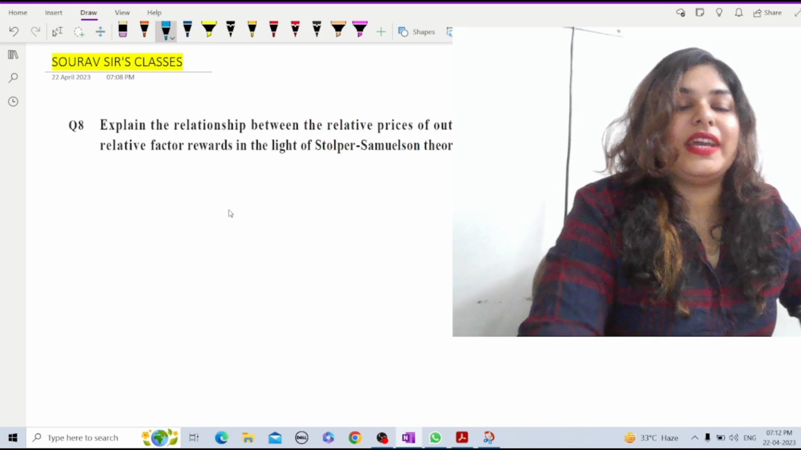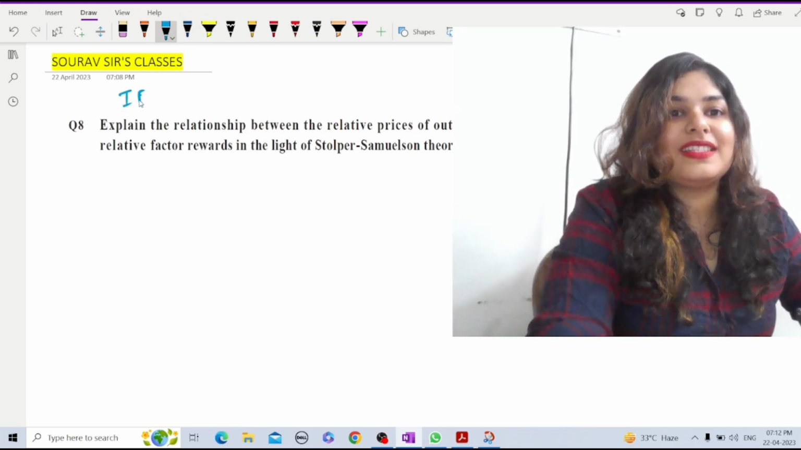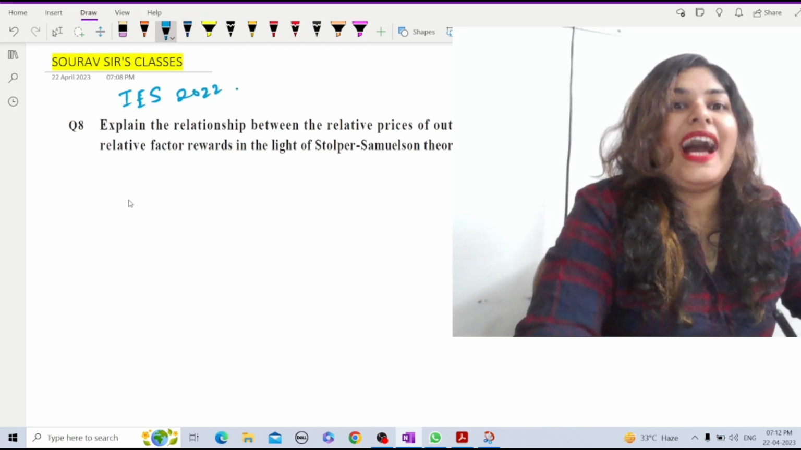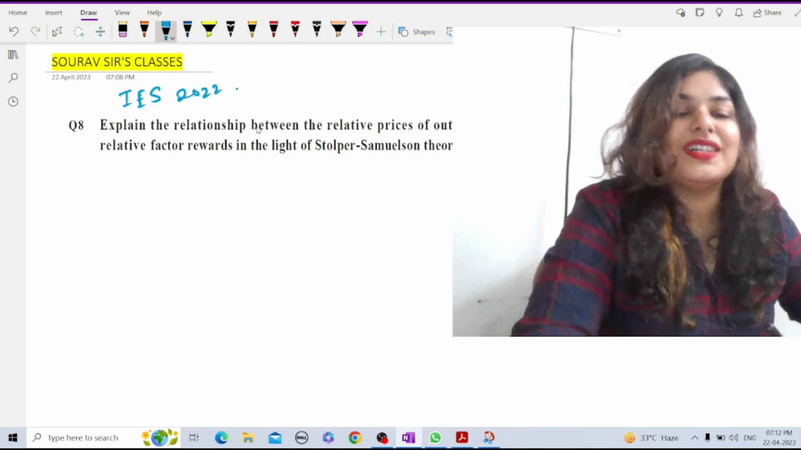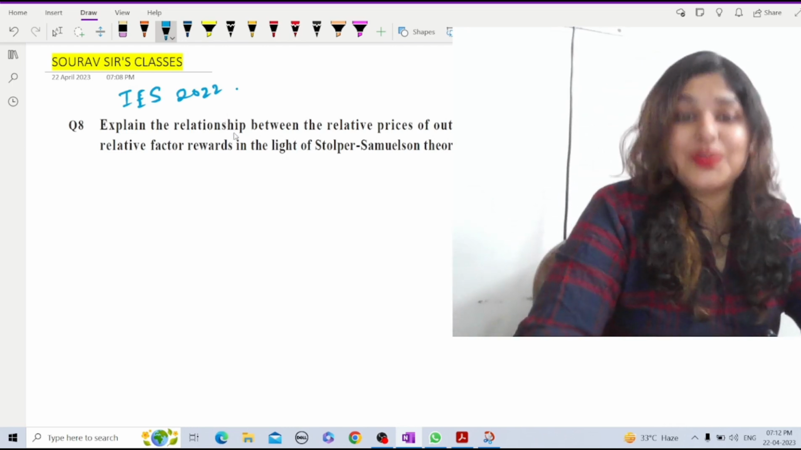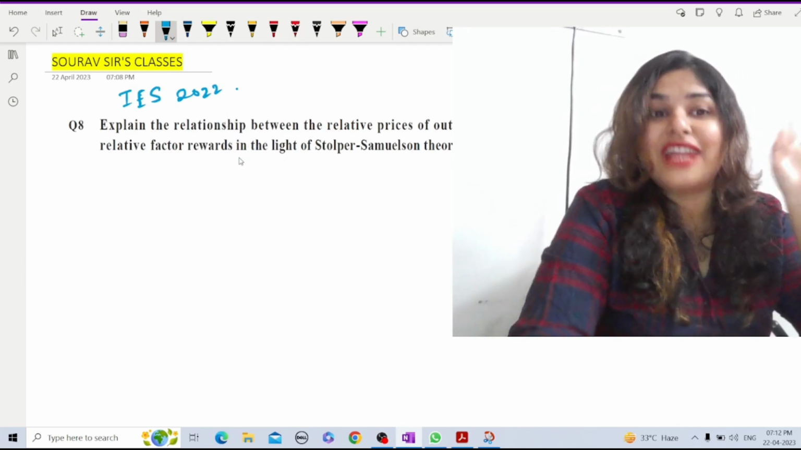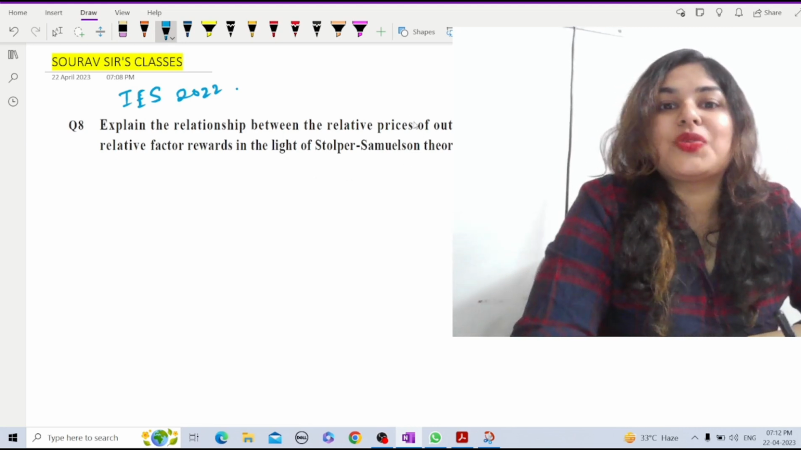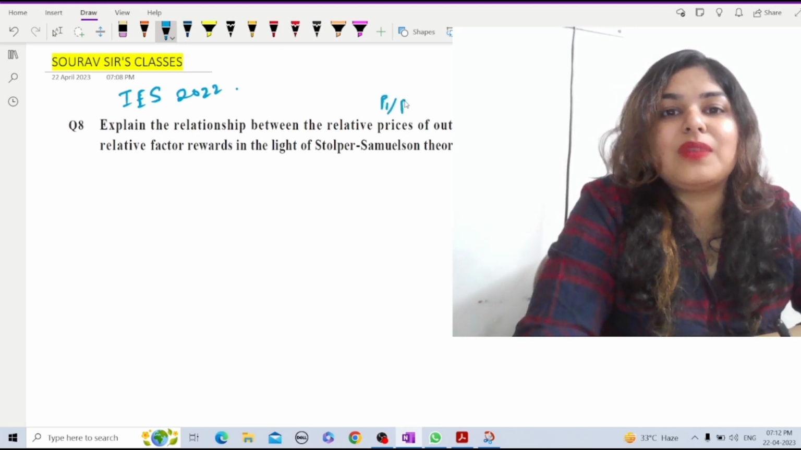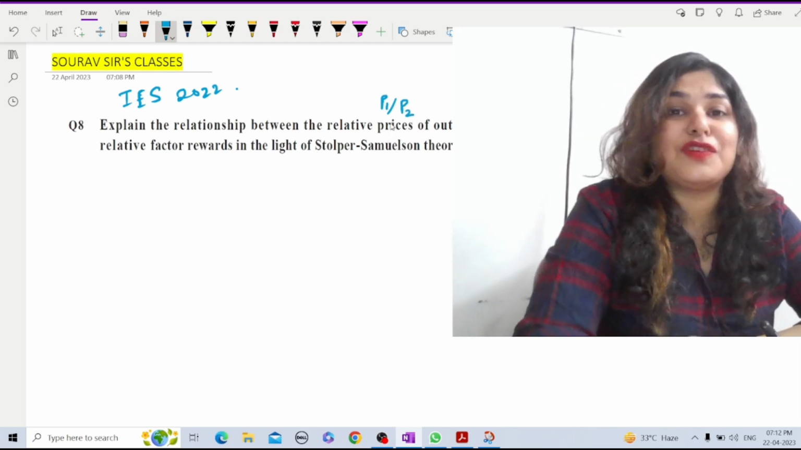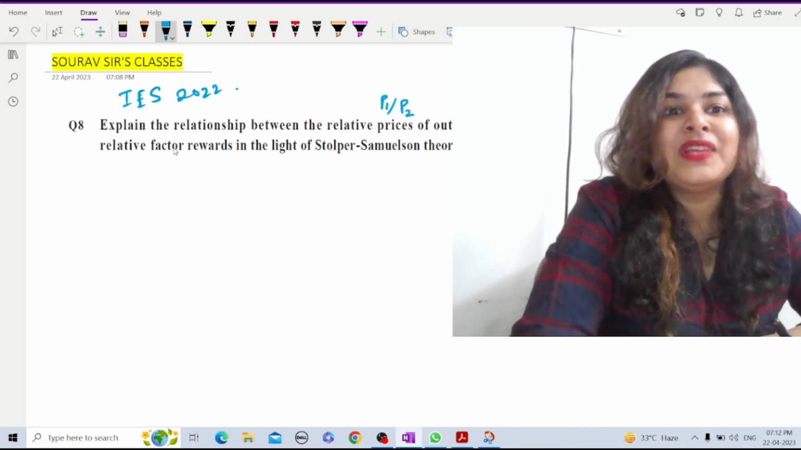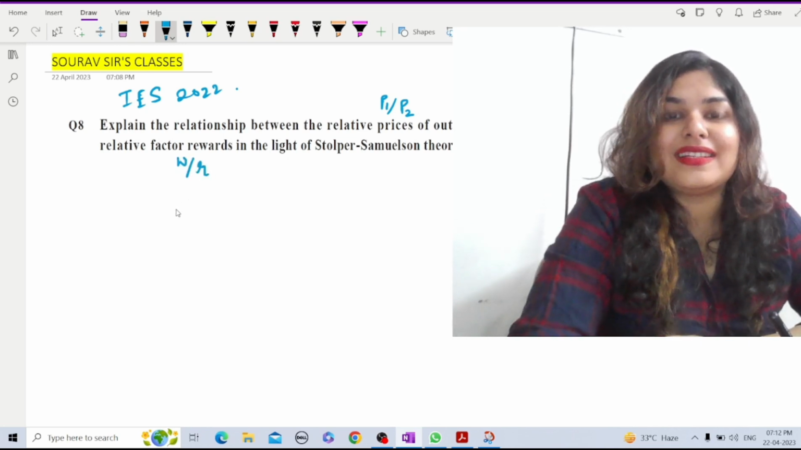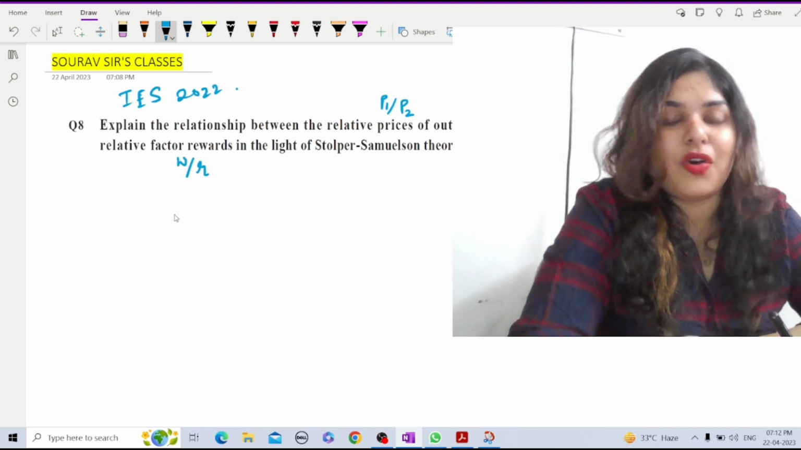So this is again as we are solving our Indian Economic Service questions. This is from the IES 2022 question paper, and here we have to show the relationship between the relative prices of output and relative factor rewards in the light of the Stolper-Samuelson theorem. So relative price of output here means P1 by P2, if we assume that the prices of the commodities are P1 and P2, and the relative factor rewards are the wage rate and rental rate, that is the wage for labor and rent for capital.